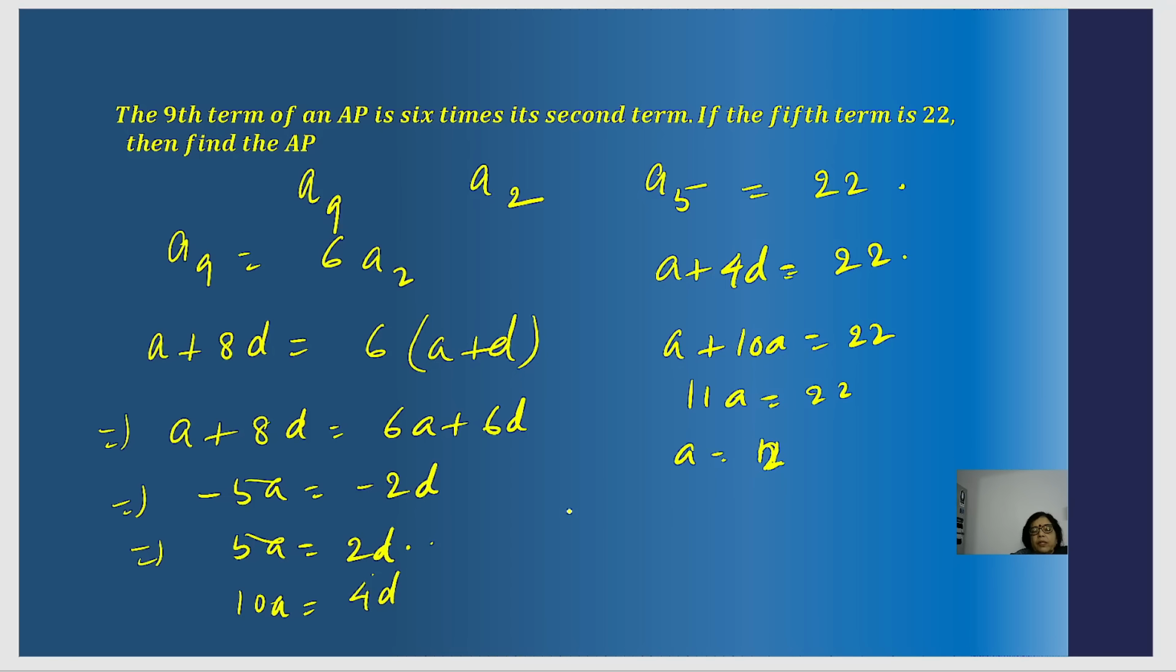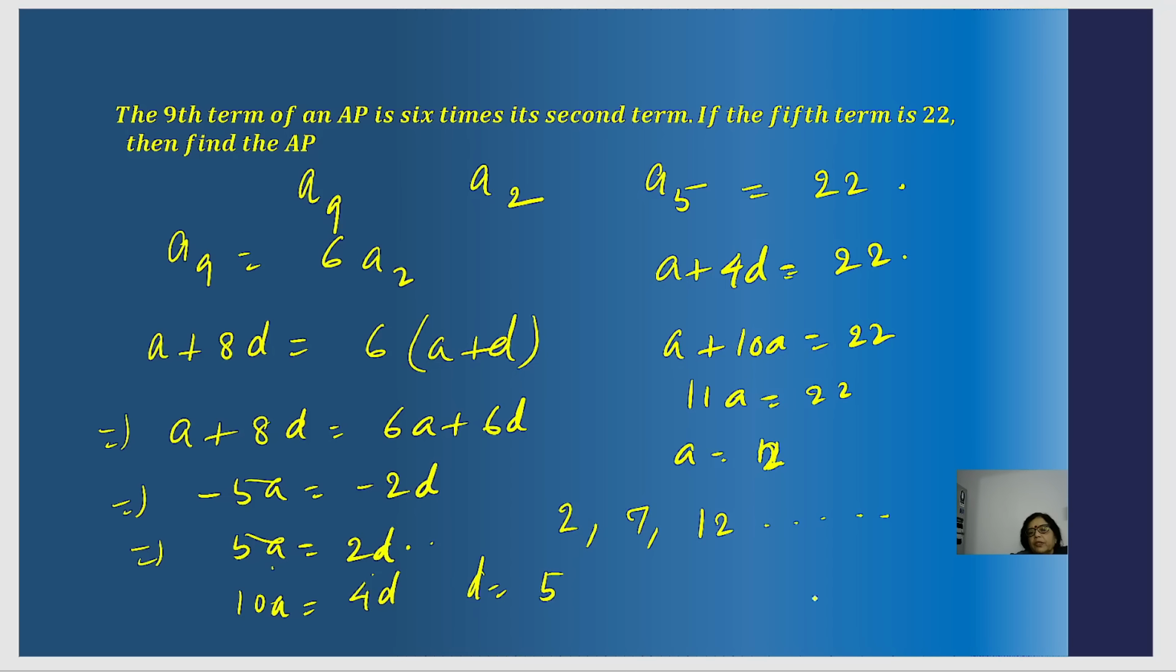So the sequence will begin with 2, then we need to find out D also. So 5A is equal to 2D, so D automatically, if you put the value of A as 2 over here, 10, so D becomes equal to 5. If we add 5 to 2, we get 7. If we add 5 to this, we get 12, and so on. So the sequence is 2, 7, 12, and so on. This is the solution of this particular question.